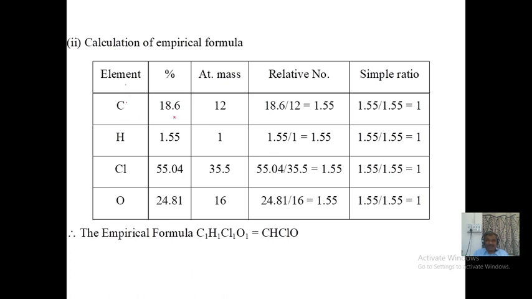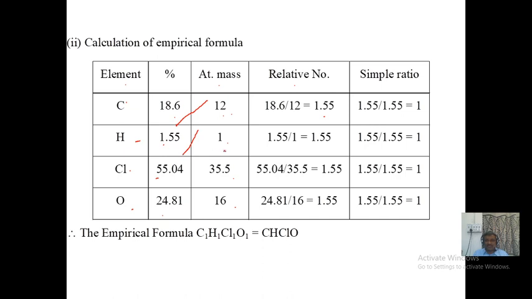Elements: carbon percentage 18.6, hydrogen 1.55, chlorine 55.04, oxygen 24. What is the atomic mass of carbon? 12, hydrogen 1, chlorine 35.5, oxygen 16. So, if I divide this 18.6 by 12, the relative number comes out to be 1.55.